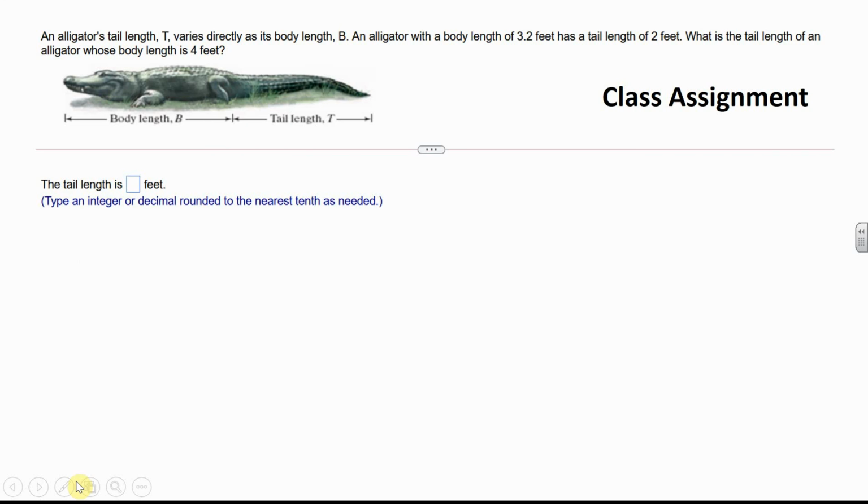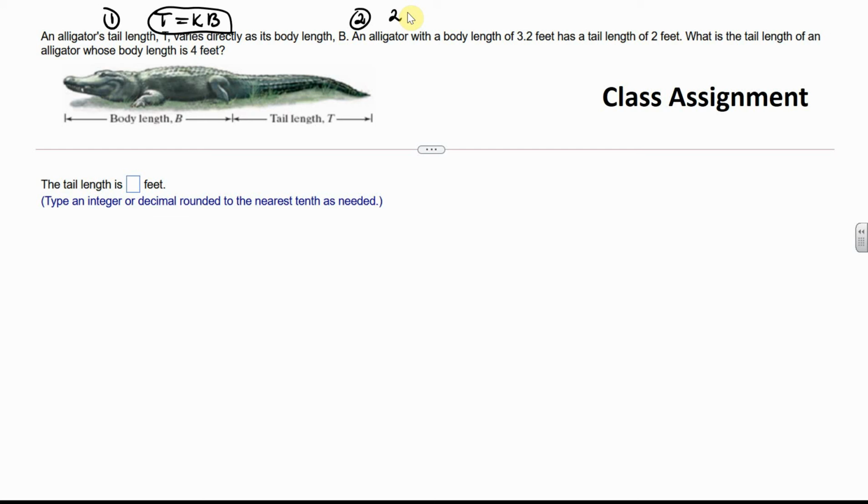Well, I'm just looking at that first sentence and I'm just reading it as it is. It says t varies directly, that's some constant, directly as b. That's it. Step number 2, I look at the second sentence. There, they're going to give me information so I can determine k. It says that the body length, that's representing b, is 3.2, and the tail length, that's t, that's 2.